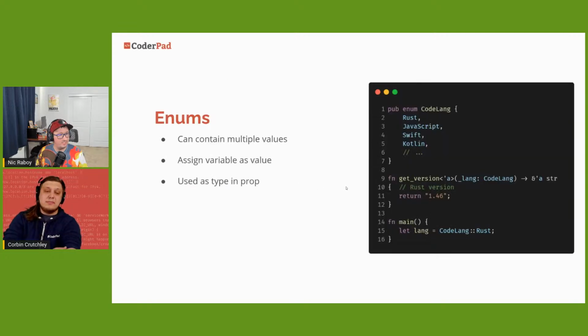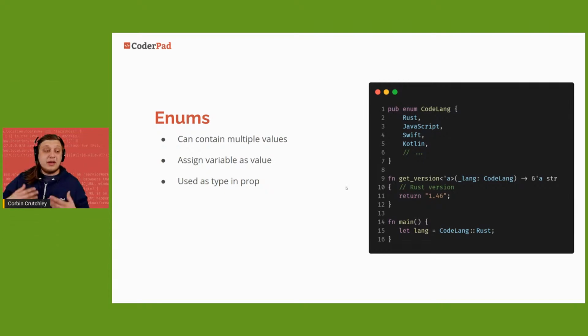So let's start with enums. If you are familiar with TypeScript, enums may be familiar to you. If you're only used to JavaScript, they may be a little bit unfamiliar. So we can declare an enum. Basically, an enum is an allow list of values, right? So we have an enum called CodeLang, and CodeLang can either be Rust, JavaScript, Swift, or Kotlin. It can be one of those, but it can't be anything outside of those.